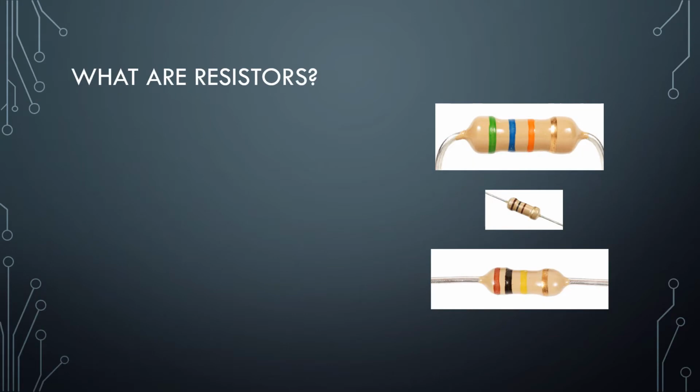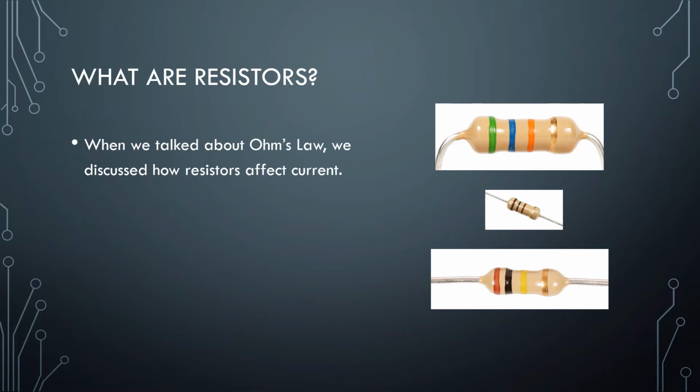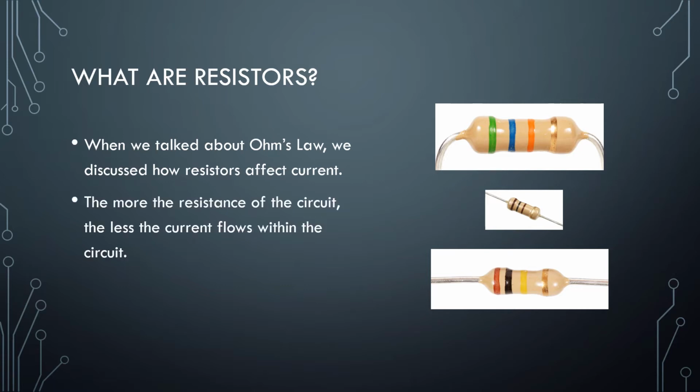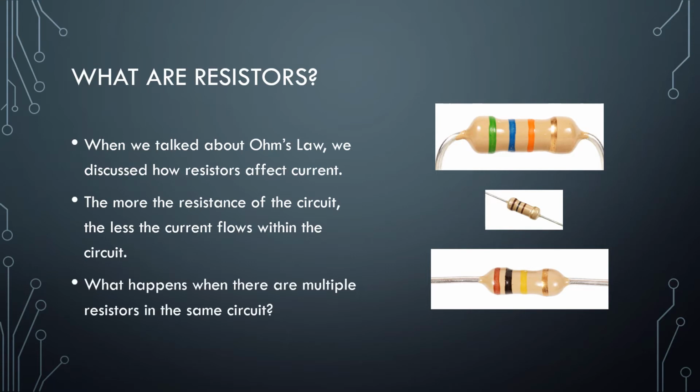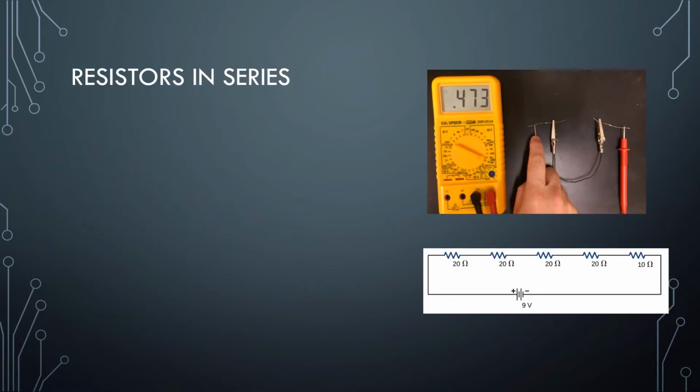So let's start off with, what are resistors? There's some pictures of them to the right there. In the lab and discussion we did on Ohm's law, we talked about how resistors affect current. We talked about how the more resistance in a circuit, the less current would flow in that circuit. So resistance holds back current. But the question for today is, what happens when there are multiple resistors in the same circuit instead of just one? So let's talk about resistors in series, like the lab we did recently.